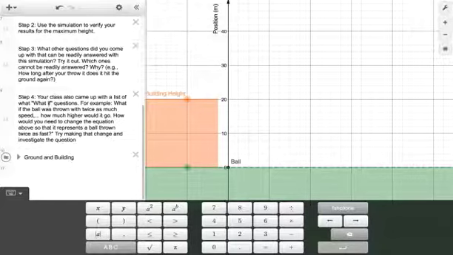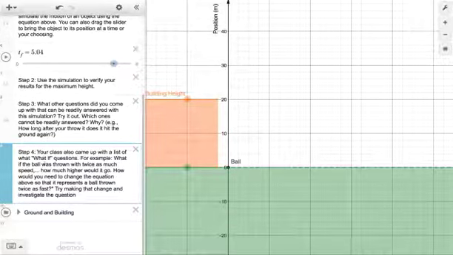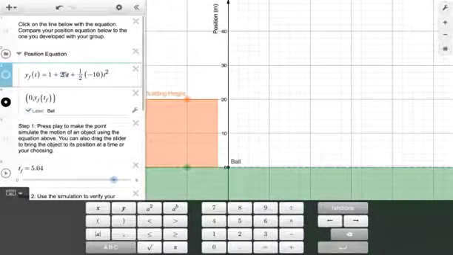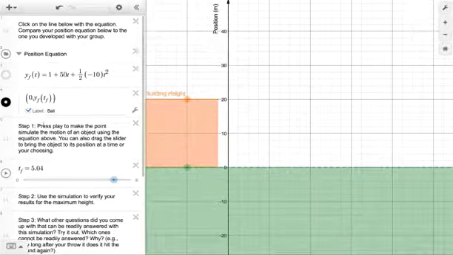But another thing that we practice in my class is these sort of what-if questions. For example, what if the ball was thrown with twice as much speed? How much higher would it go? Or how would you need to change the equation so that it represents a ball thrown with twice the speed? And so students would be asked to go back up to this equation and to change the 25 to 50, and then to explore what effect that had on the simulation.